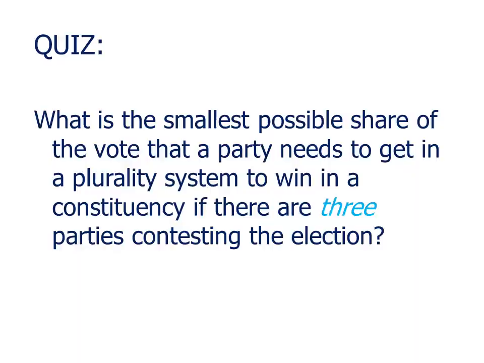Now, the plurality electoral system, we think it's normal, but actually it's very strange. And what I'm going to do now is ask you a question which will reveal how unusual it is, and it's an arithmetical question. The question is as follows. Think about the smallest possible share of the vote that a party needs to get in a plurality electoral system to win a constituency if there are three parties contesting the election.